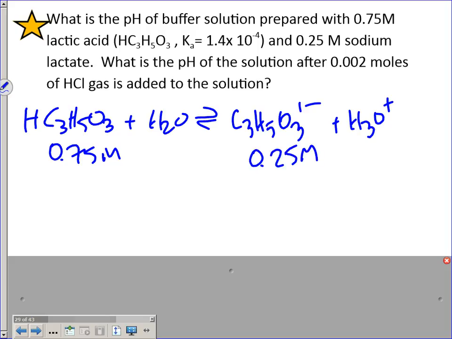What would you do? Or anybody other than Pinky. Say again? Yes, you actually don't absolutely have to set up an ICE box because what's going to happen with our X is likely to be neglected, and that's where we're making those assumptions that initial is approximately the same at equilibrium because the X is neglected here. So I would read that and go, oh, I have a buffer.